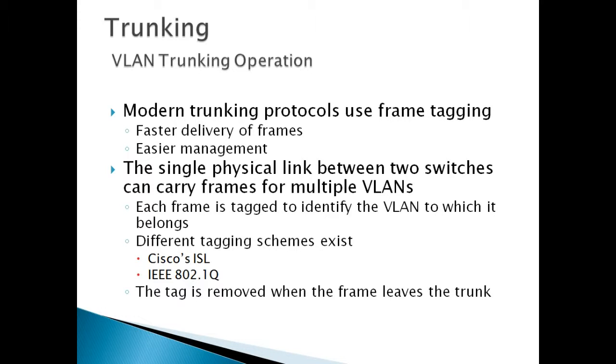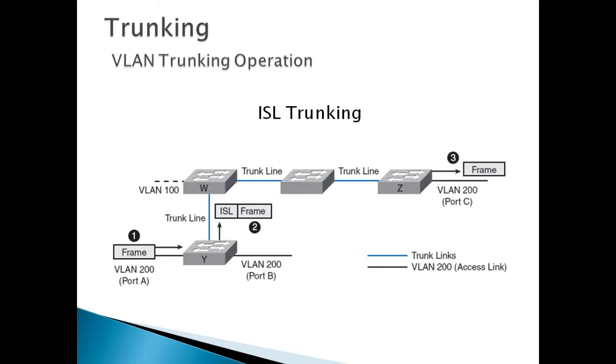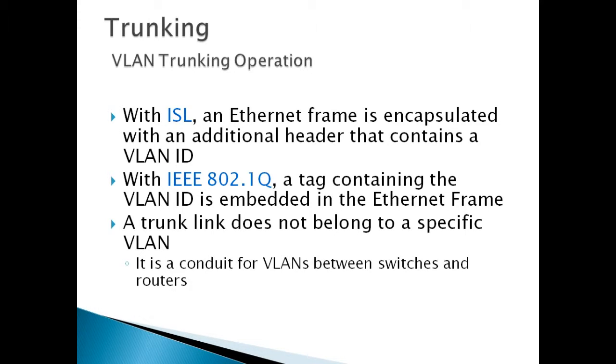The single physical link between two switches can carry frames for multiple VLANs. Each frame is tagged to identify the VLAN to which it belongs. Different tagging schemes exist: Cisco's ISL and IEEE 802.1q. The tag is removed when the frame leaves the trunk. ISL trunking: with ISL, an Ethernet frame is encapsulated with an additional header that contains a VLAN ID. With IEEE 802.1q, a tag containing the VLAN ID is embedded in the Ethernet frame.